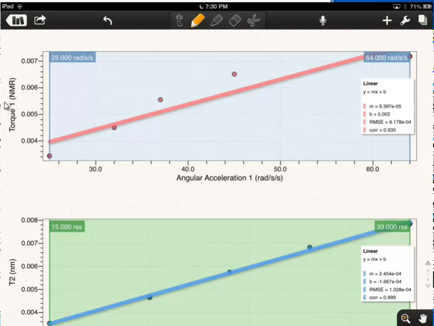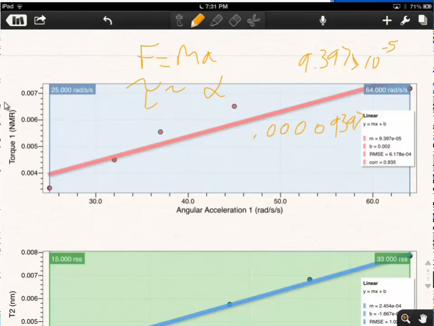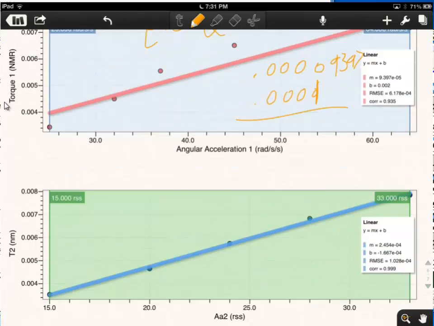And we expect that because Newton's second law says F equals ma, so it should make sense that torque is somehow proportional to angular acceleration. Now, the value of the slope in this case is 9.397 times 10 to the negative fifth. If we think about that, that's 0.00009397. Okay, that's a fairly small number. It's almost 0.0001.